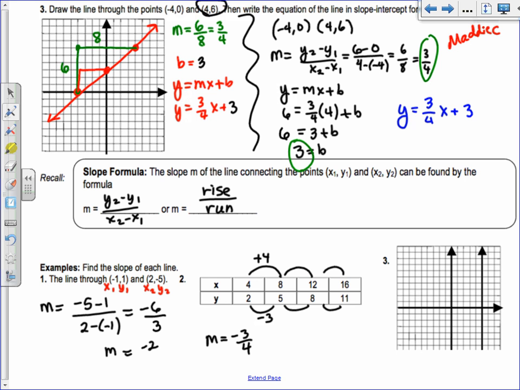Okay, if you didn't know how to find the change for each one, just go ahead and pick any 2 points. Like if you pick the first point, 4, 2, and the second point, 8, 5, and then find the slope, it's going to be 5 minus 2 over 8 minus 4. And you see how you get 3/4 as well.